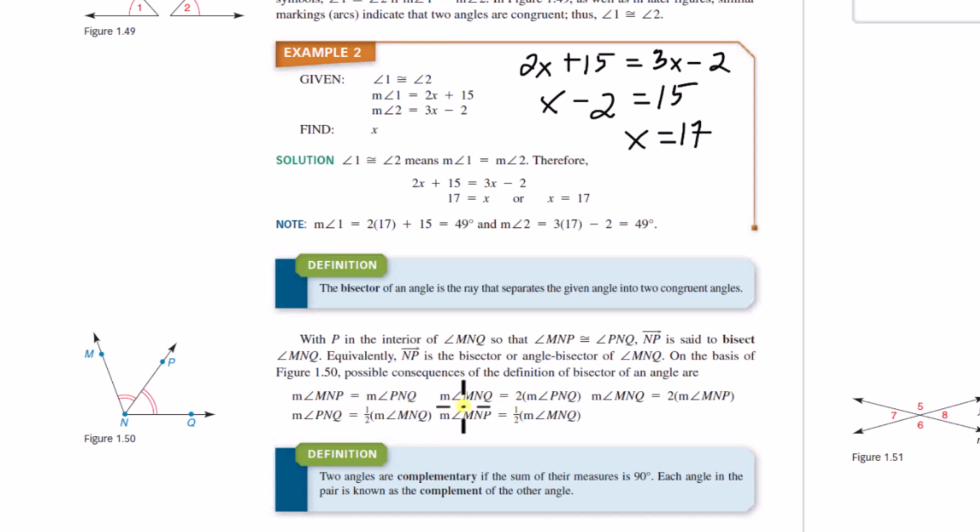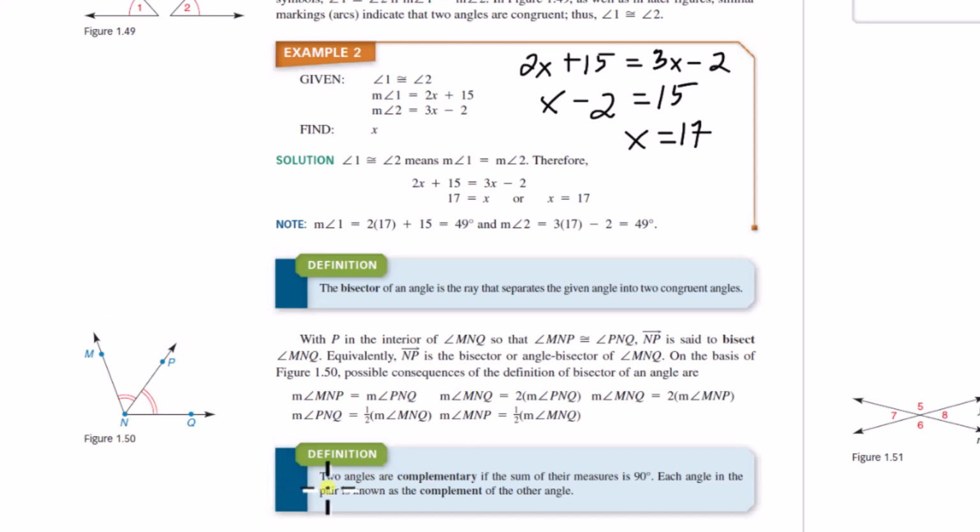Measure of angle MNQ is equal to 2 times the measure of angle PNQ. Yeah, there are different ways of looking at it. Just like we did with the length, the segment bisector. This is half of this. This is half of this. The full angle is twice either one of those.